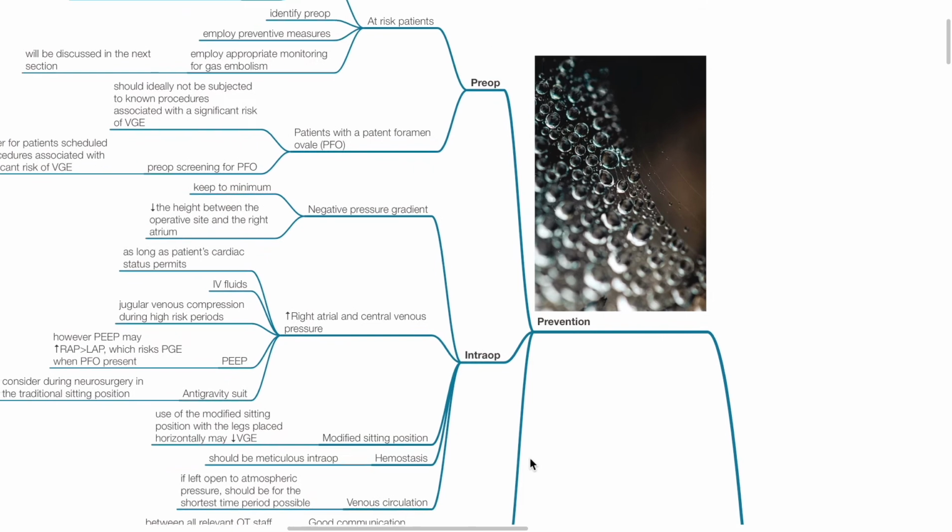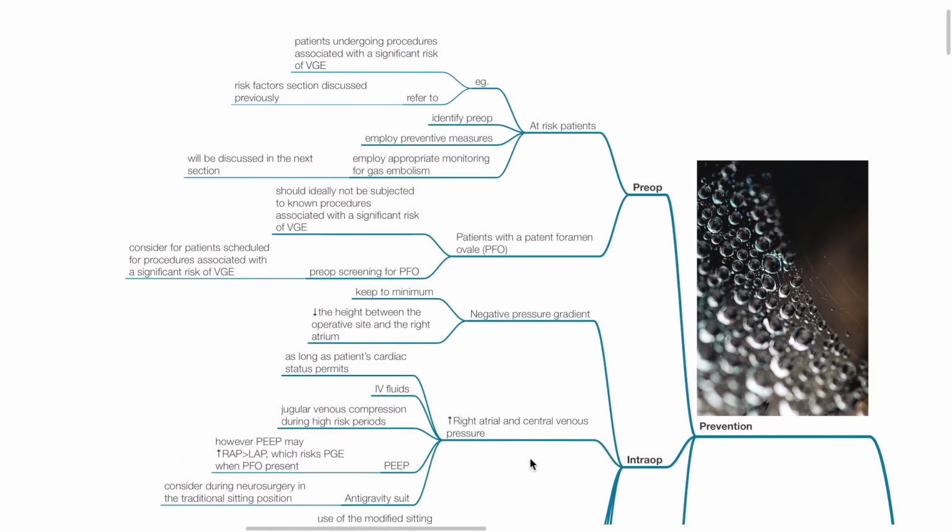Prevention of gas embolism preoperatively. At-risk patients should be identified preoperatively. Kindly refer to the risk factors section discussed previously. Employ preventive measures and appropriate monitoring for gas embolism in these patients.